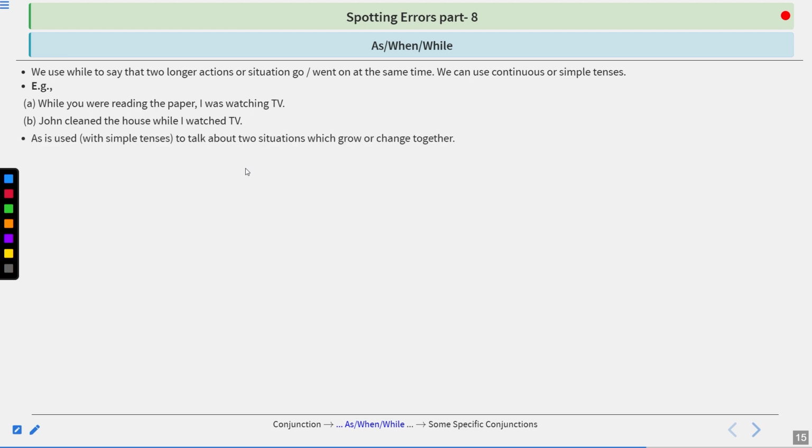As is used with simple tenses to talk about two situations which grow or change together. As he gets older, he gets more liberal. So we are talking about the change here.